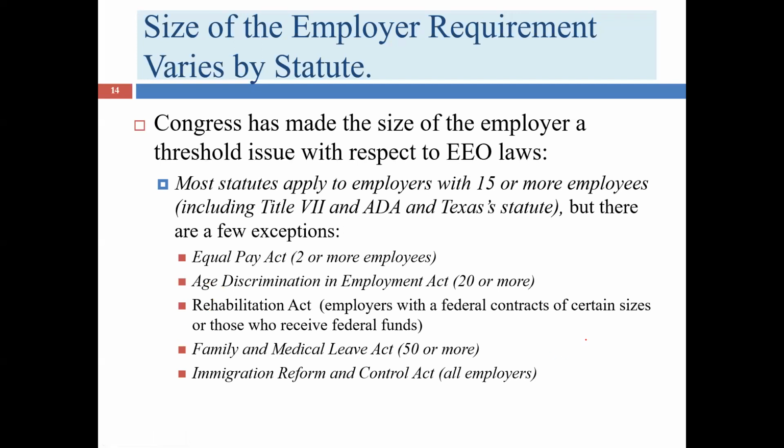We already said that 15 or more is the standard for Title VII and the Disabilities Act, and also Texas's discrimination statute. But the Age Discrimination in Employment Act requires 20 employees. You may think to yourself, well, that's kind of random. I mean, why not have them both be 15 or both be 20? I don't know the answer for that.